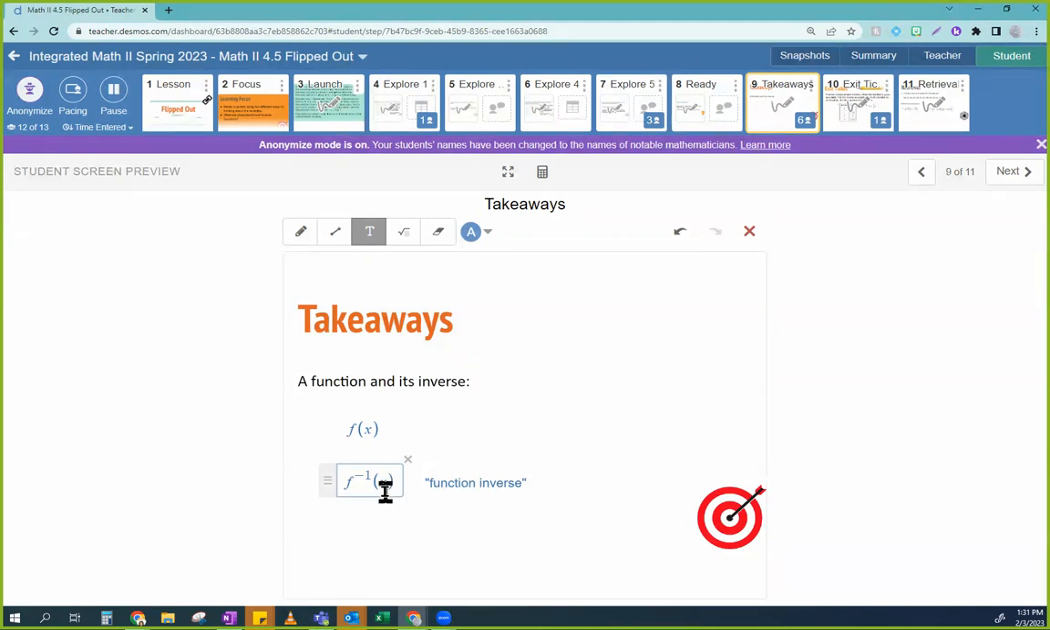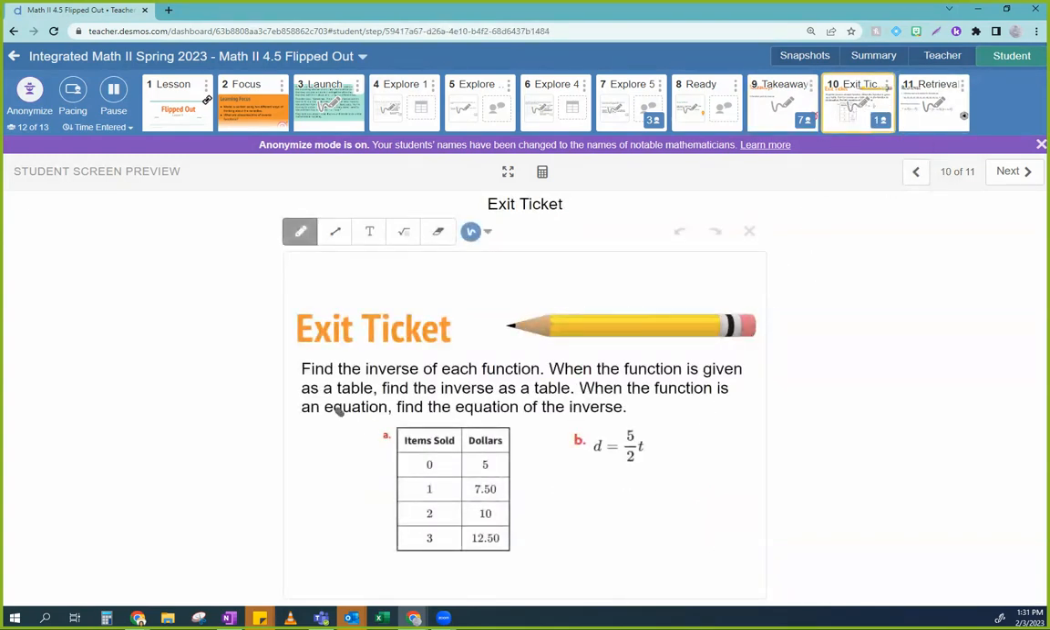Okay. And the last thing that I want to say is, and you'll learn this later, two functions are inverses if they undo each other. And we'll talk about that one later. I don't want to put it down because you'll see it later. But when you get to your exit ticket today, it says find the inverse of each function. And then when the function is given as a table, find the inverse as a table.